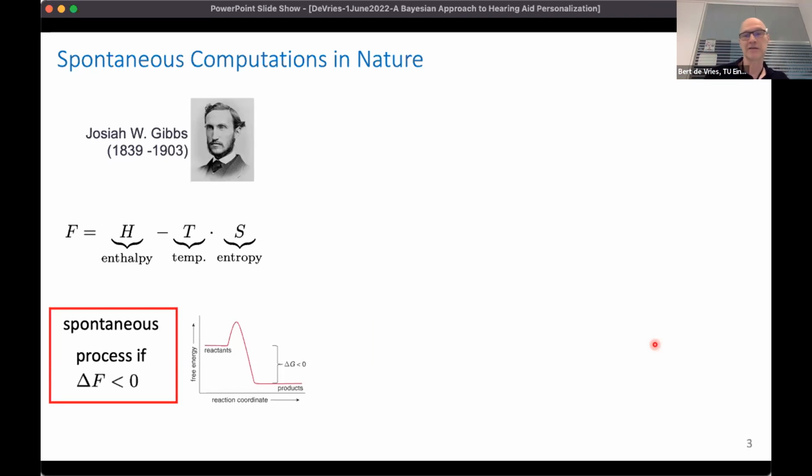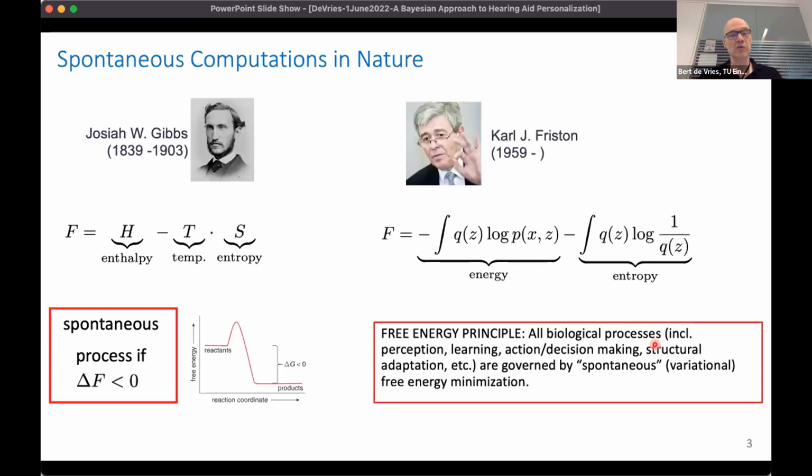It turns out that you can write down this formula for Gibbs free energy, which I wrote here as an enthalpy, which is an energy, minus a temperature times an entropy. You can also write that down in information theoretic terms. The formula doesn't matter at all for this presentation, but I can write it as an energy minus an entropy, where Q and P are probability distributions. So now we're dealing with information processing, variables and probabilities and so forth. And this is called a variational free energy.